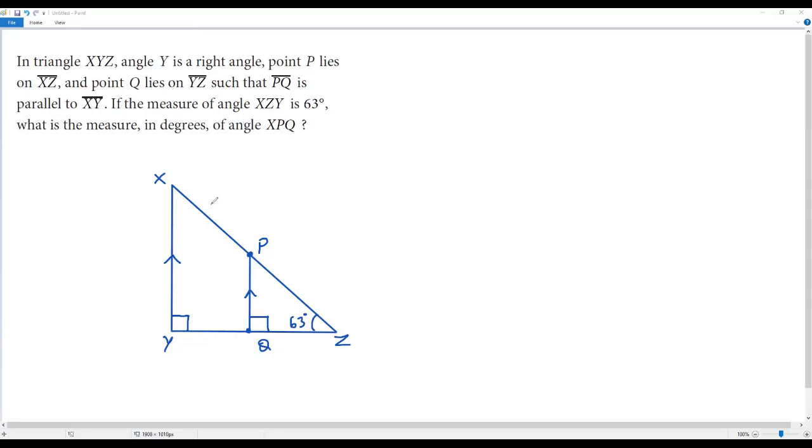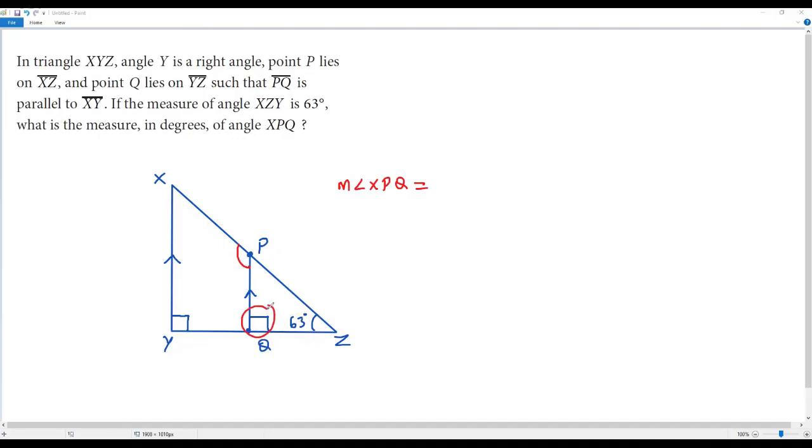Now let me consider the required angle, that is angle XPQ. It's over here, XPQ. Actually, this is the exterior angle of this triangle PQZ. We can use the exterior angle theorem to get the required angle, that is the measure of angle XPQ. So the measure of angle XPQ, that is the exterior angle, equals the sum of the two remote interior angles in a triangle. For this exterior angle, these are the two remote interior angles.